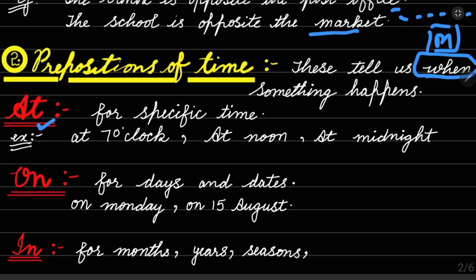First is at. It is used for specific time. For example, at 7 o'clock, at noon, at midnight. At is used for specific time when we know the exact timing.